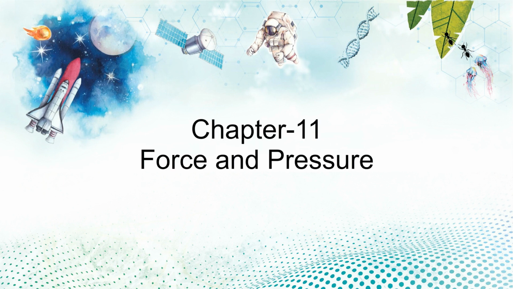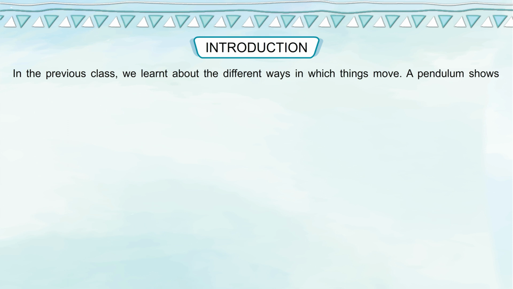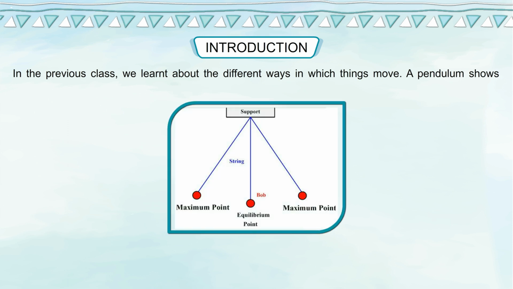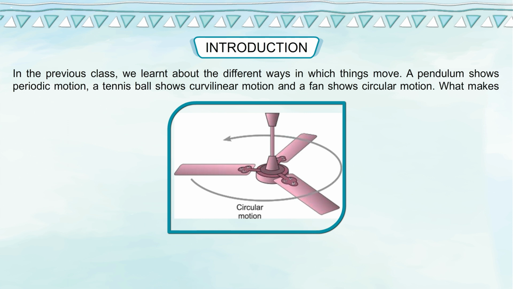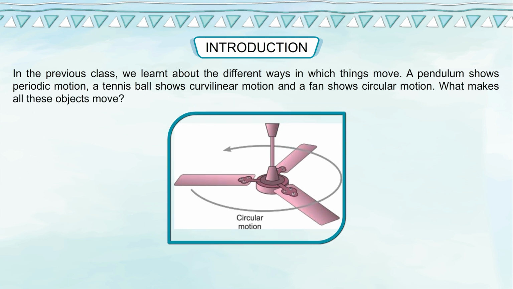Chapter 11, Force and Pressure. Introduction. In the previous class, we learnt about the different ways in which things move. A pendulum shows periodic motion, a tennis ball shows curvilinear motion, and a fan shows circular motion. What makes all these objects move?